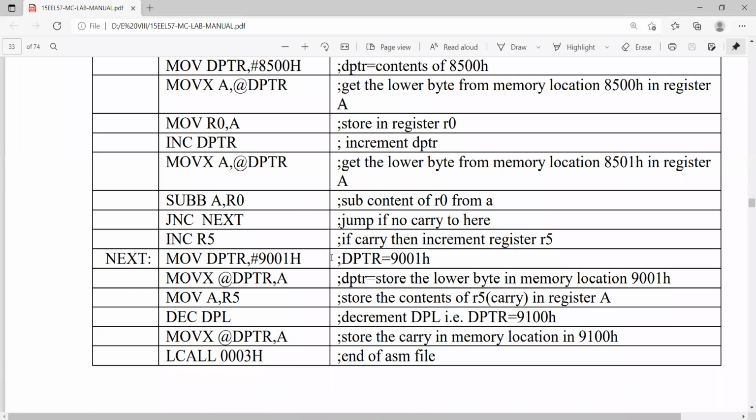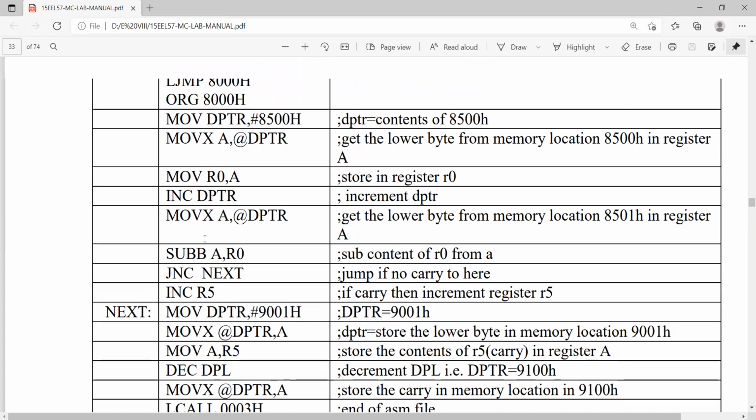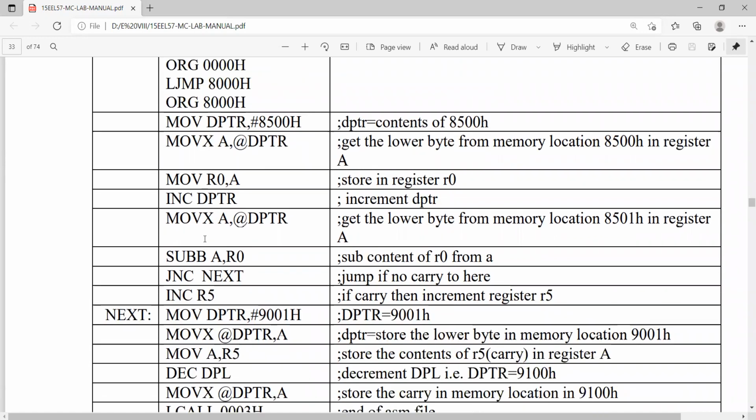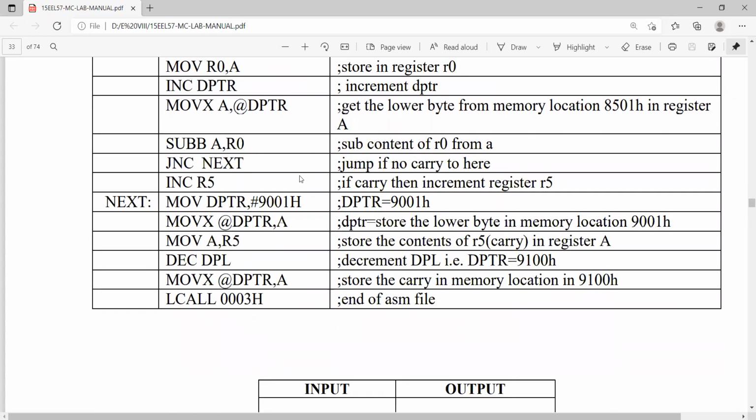After subtraction, if any carry is there, that means whether borrow is required or not, based on that this carry will be set to 1. If any carry is generated, there is another register R5. Initially R5 must be loaded with 0. So initially clear that R5 value, because nothing is there initially. But after subtraction, if any carry is generated, it will move on; if no carry, no problem, simply jump to this place. If there is any carry, you can increment this R5.